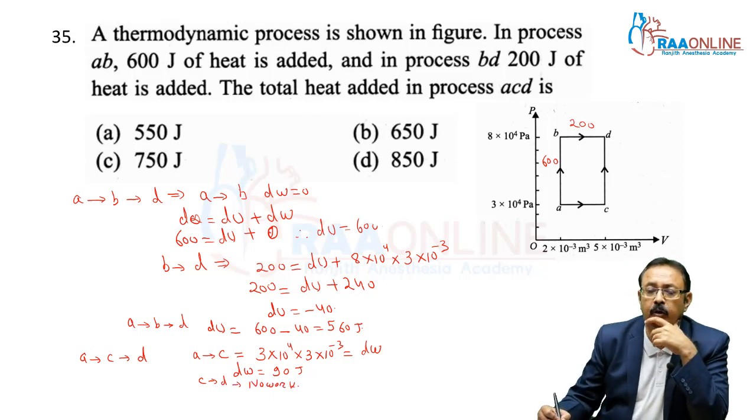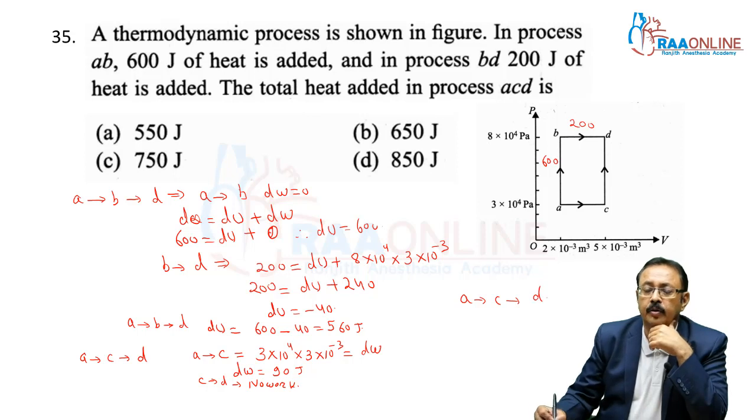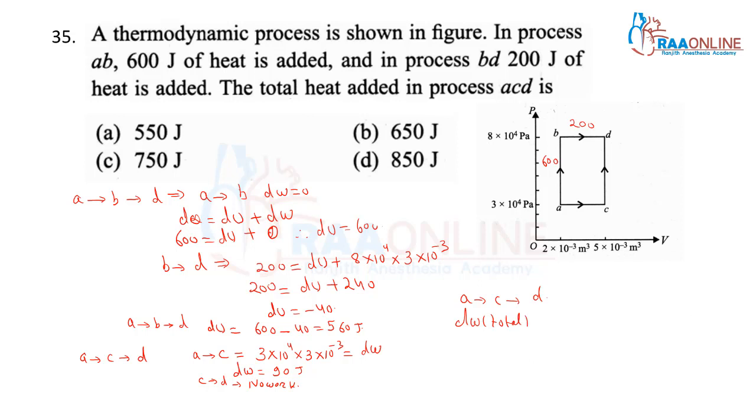So when we move from A to C and C to D, total work is 90 plus 0, is 90. Change in internal energy is same in both paths, so it should be 600. What was initial? Initial change in energy was 560, so it should be 560.